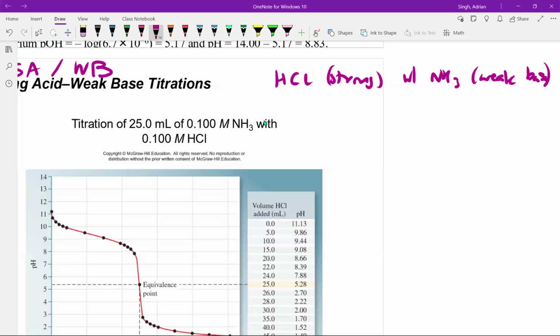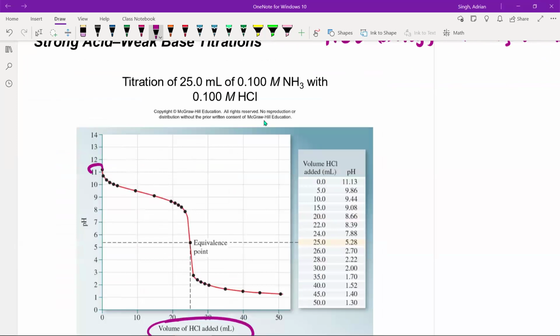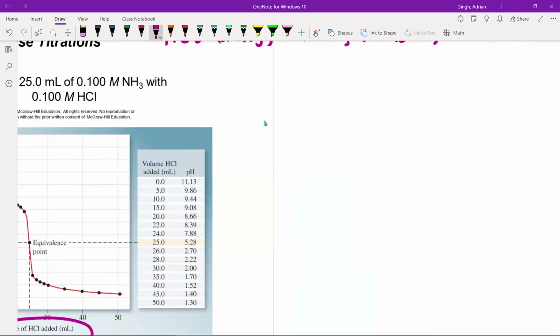So here, what we're going to plot is we're going to start off with the weak base, and then measure the pH as a function of the volume of the strong acid that's added. Because we're starting off with a base, we would expect the initial pH to be high, more than 7. This is a very important difference between this titration and the other ones we saw previously, where the pHs started off less than 7 because we were starting with either strong acids or weak acids.